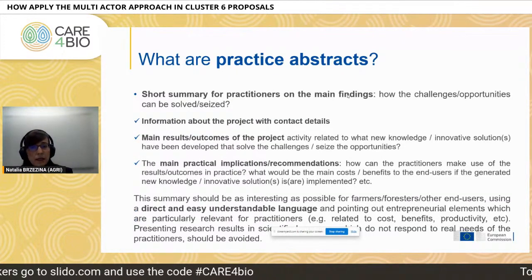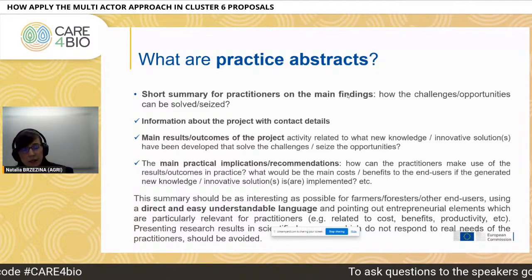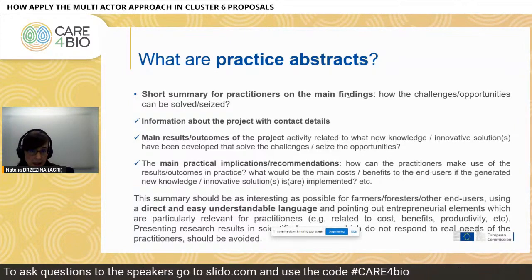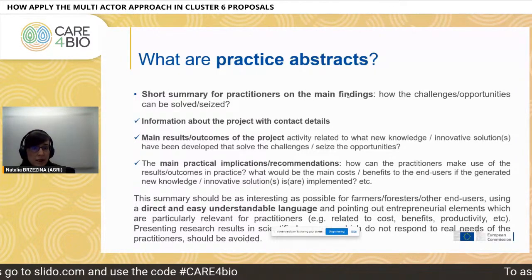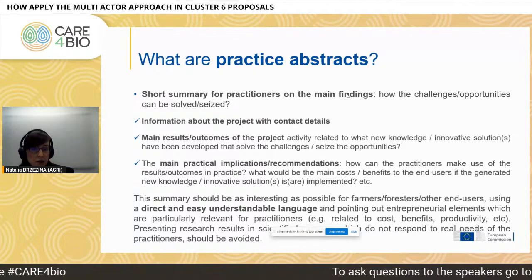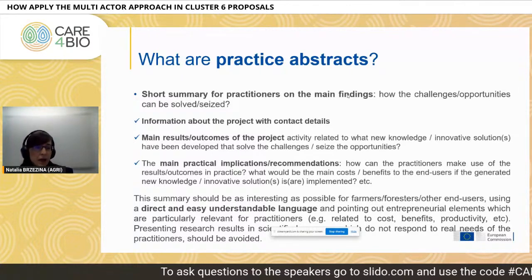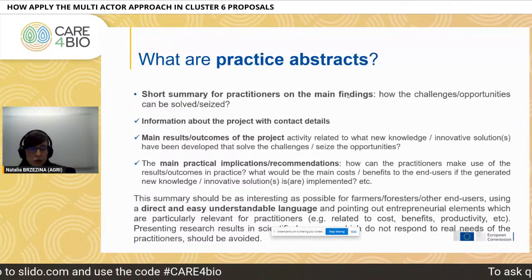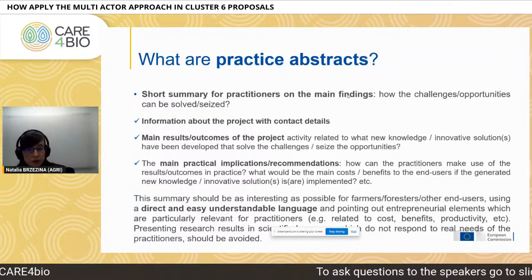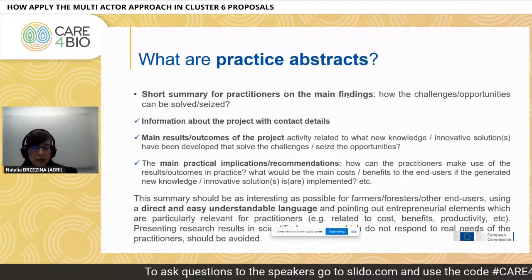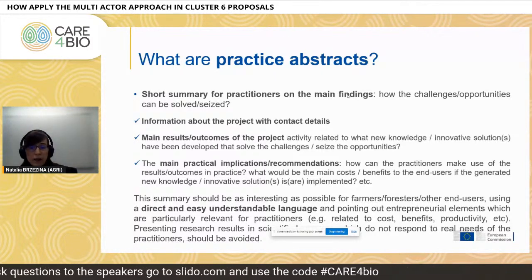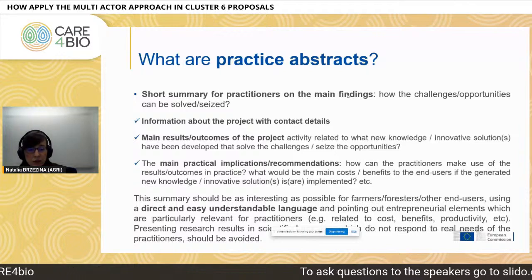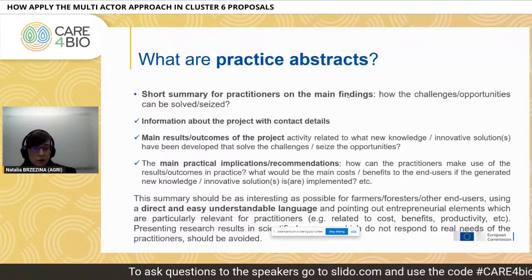What they are exactly, in just a few words, these are short summaries for practitioners on the main findings of the project. So how basically the challenges or opportunities can be solved or seized. And this short summary at minimum should include information about the project with contact details to facilitate networking. Then the main results or outcomes of the project activity that are related to what new knowledge or innovative solutions have been developed that solve the challenges or the opportunities for the end users. And then the main practical implications and recommendations. So how can the practitioners make use of the results and outcomes in practice? What would be the main cost benefits to the end users if the generated new knowledge is implemented, etc. So all kinds of practical implications.